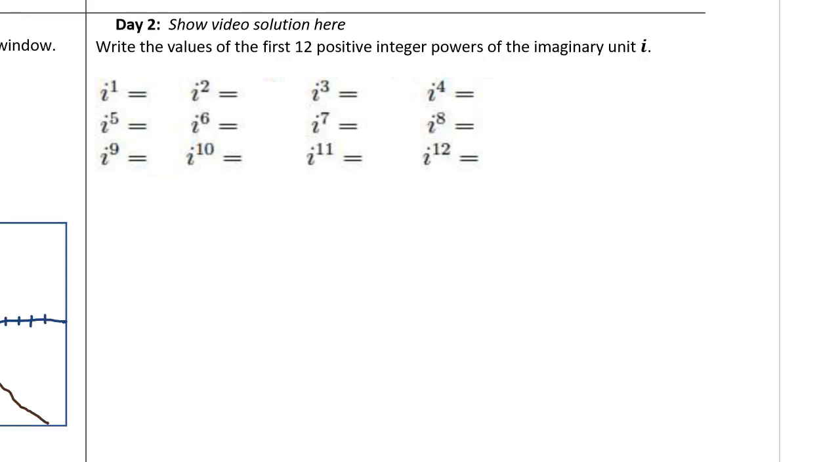Here's the answer for the Day 2 bell work. Write the values of the first 12 positive integer powers of the imaginary unit I. The letter I is used in algebra to represent the square root of -1.